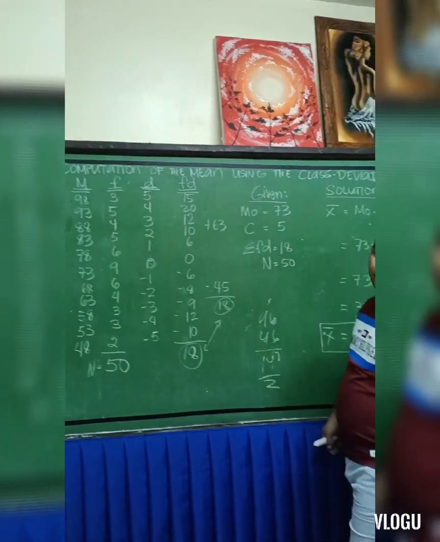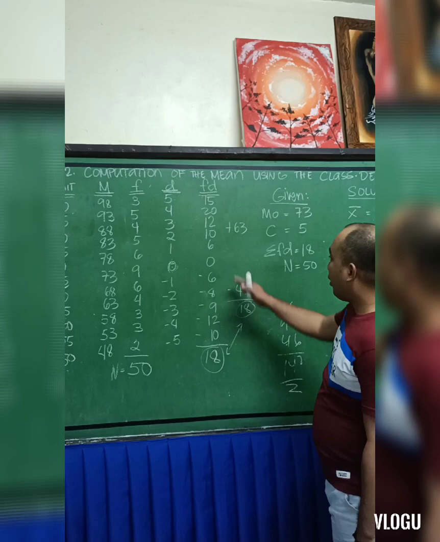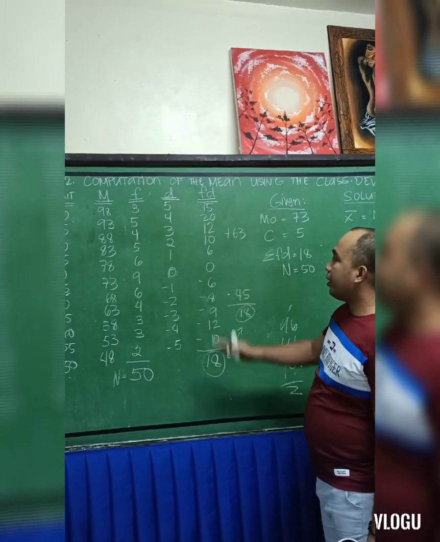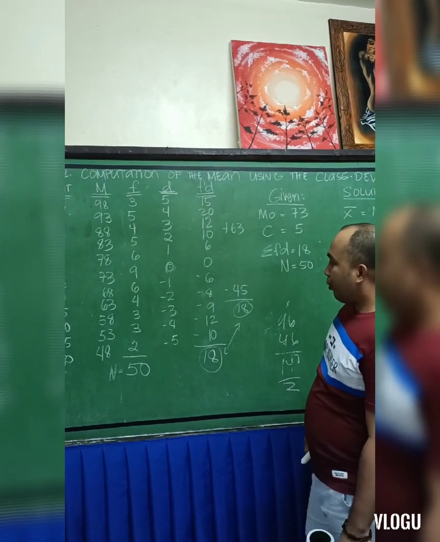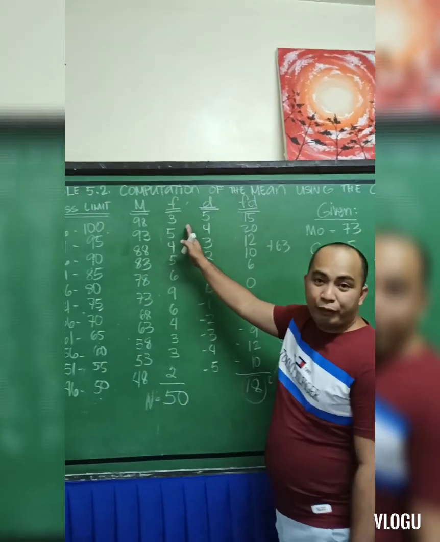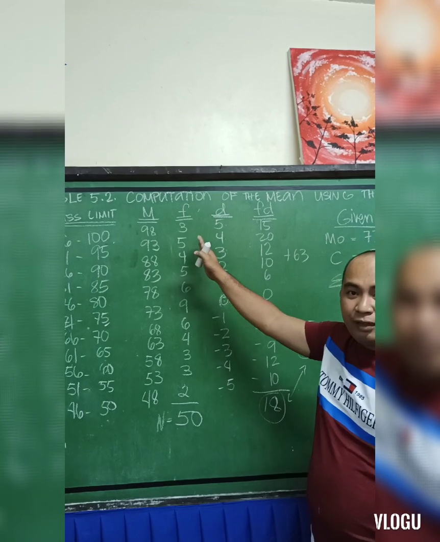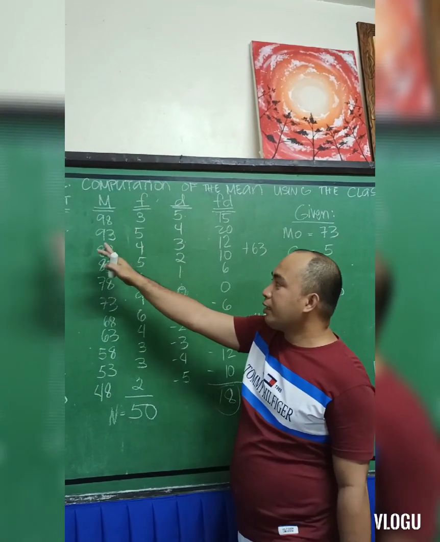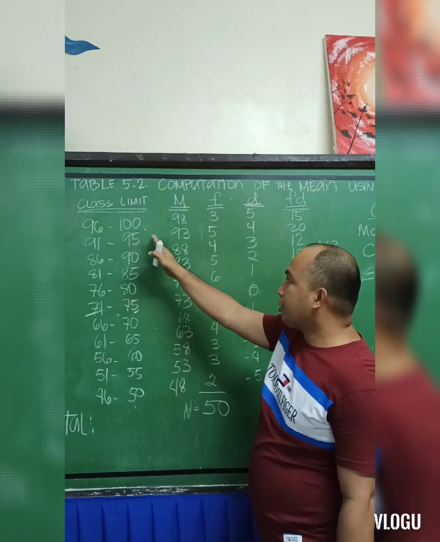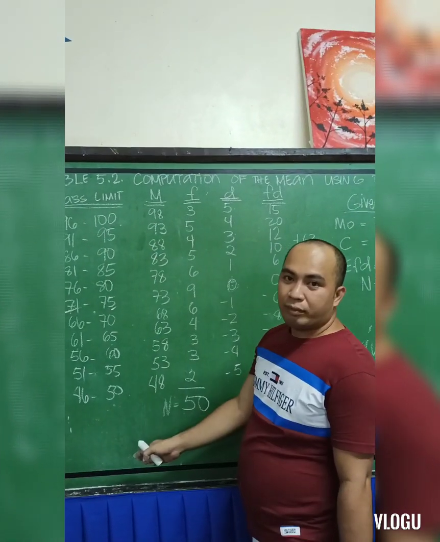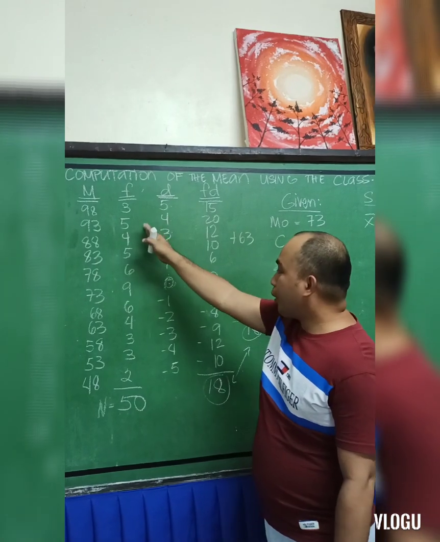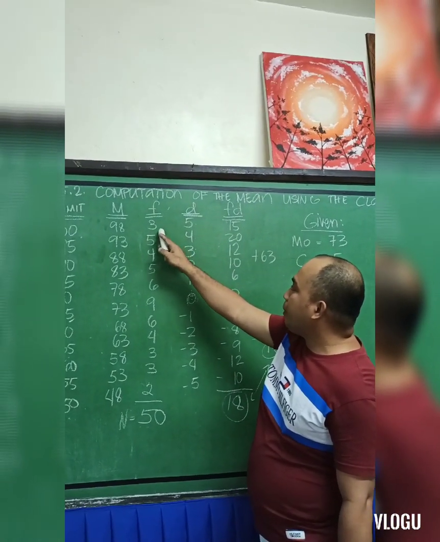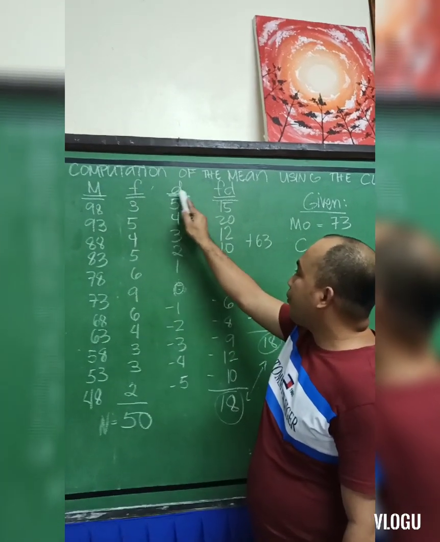Next column is the sum of the frequency times the deviation. So earlier we have the frequency. Again, it represents the number of students having the score within the class limits of 96 to 100, and so on and so forth. So that's why we get this frequency. To get the sum, we simply multiply the frequency times deviation.